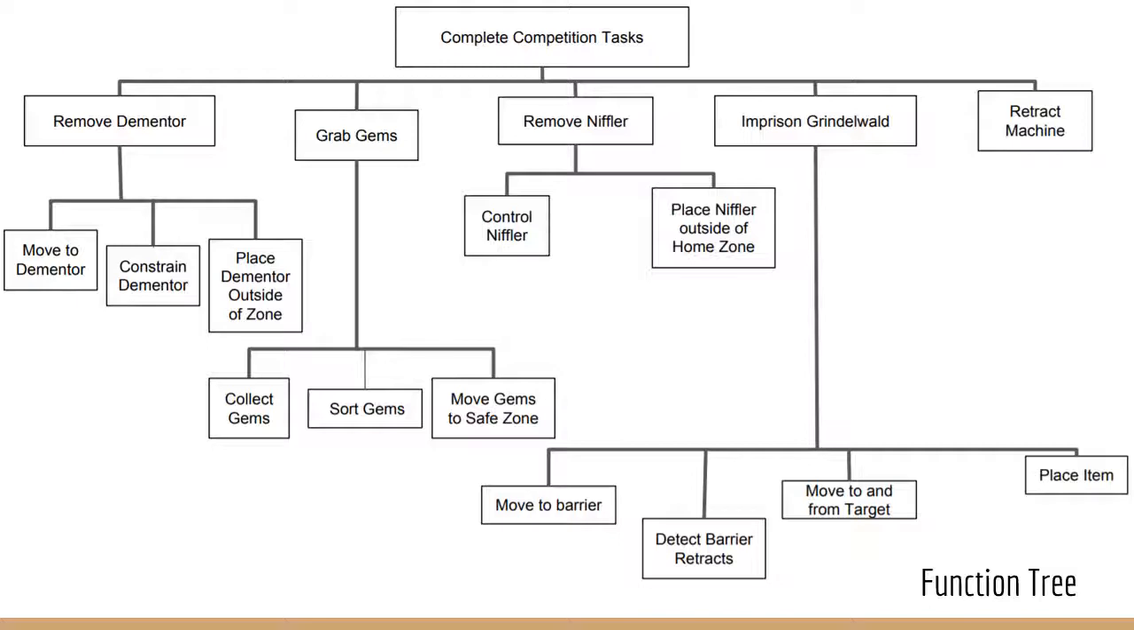Next, we created our function tree, which breaks the competition tasks down into 5 main subtasks, 4 for dealing with each of the game pieces, and a 5th for retracting our machine to increase our total points scored. We found that the most complicated task was imprisoning Grindelwald, as this involves moving to the barrier around Azkaban, detecting that the barrier retracts, moving to the target for Grindelwald, placing Grindelwald, and then moving away from the target again.